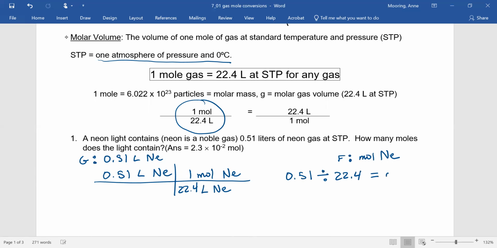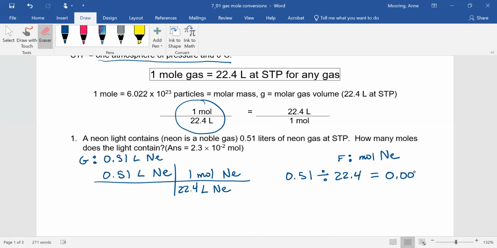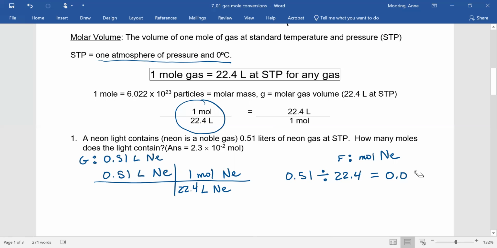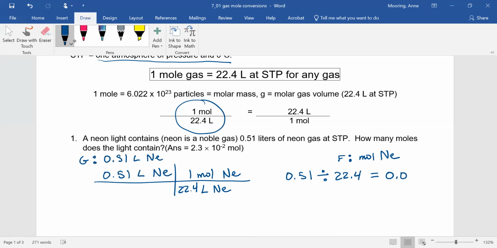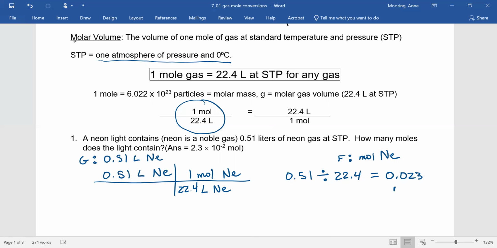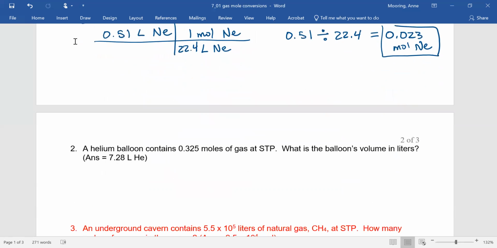And this is equal to 0.023. Let me fix that. 0.023 moles of neon. Now up here, I have written the answer as 2.3 times 10 to the negative second mole. All this is done is put it in scientific notation. Okay, let's do another example, and then you are going to try 2 problems.